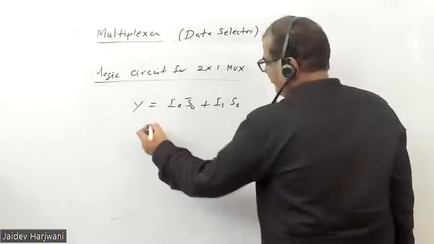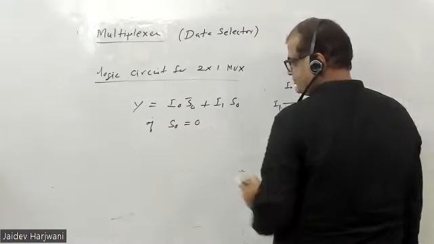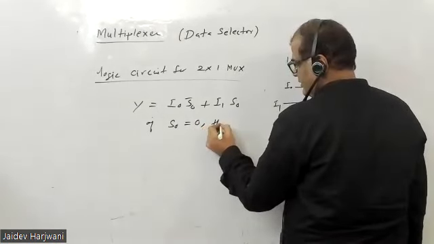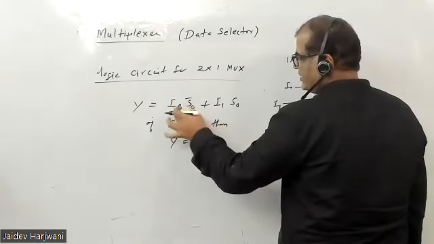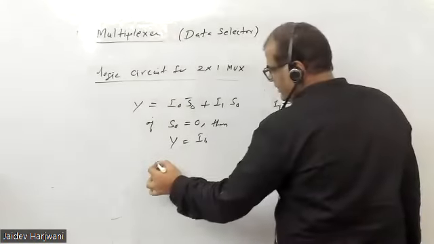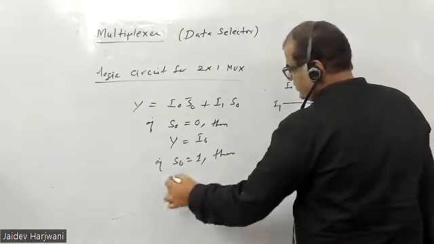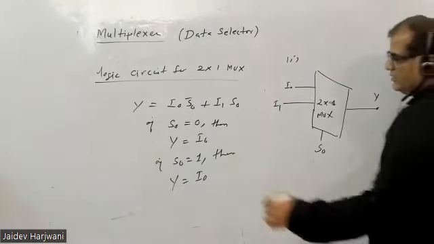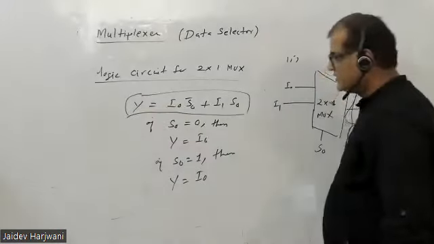Say if S0 is 0, then S0 bar becomes 1 and S0 becomes 0, so the first input will land at the output. Similarly, if S0 equals 1, then your second input will land at the output. Now, depending on this equation, you can design the circuit.